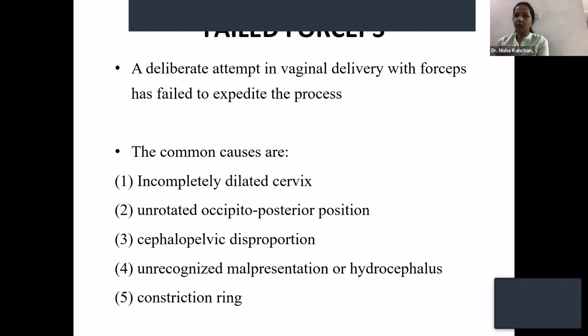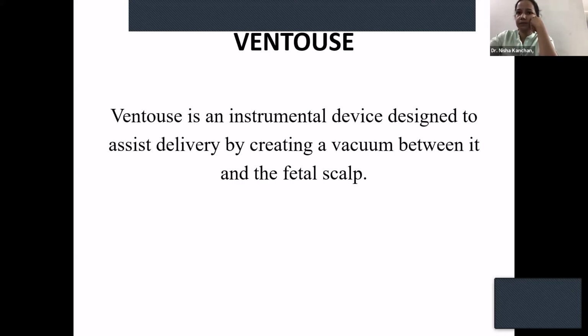So when this happens, it's called failed forceps. And the common causes are you had not assessed the patient properly, the cervix was undilated, you did not know that it was unrotated occipital posterior, there was CPD which you thought was minor but turned out to be major, there was hydrocephalus which had been missed, unrecognized malpresentation, it was a face or brow, or a constriction ring, where you really have no way of finding out that there was a constriction ring, and this has happened to you. Okay, next slide, please.